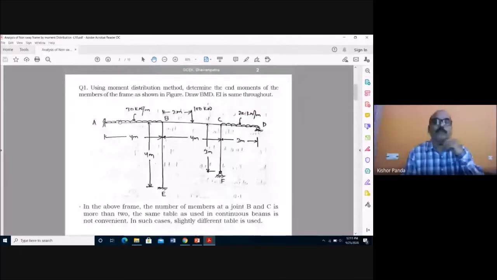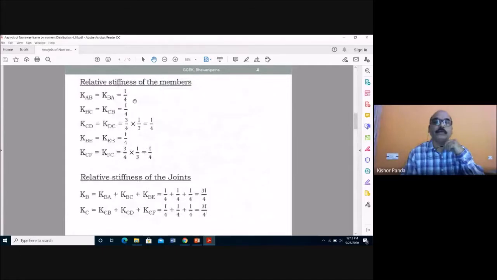Then the next step is you have to find out the relative stiffness of the members. So this is also we have discussed. So you have to find out relative stiffness of the member AB, BC, CD, BE and CF. You know that if the end is fixed you have to find out I by L, and if the end is simply supported, then you have to find out 3I by 4L. So for this member and this member, 3 by 4 I by L, and for these members this is I by L. Already we have discussed, you know very well. So these are the relative stiffness of the members.